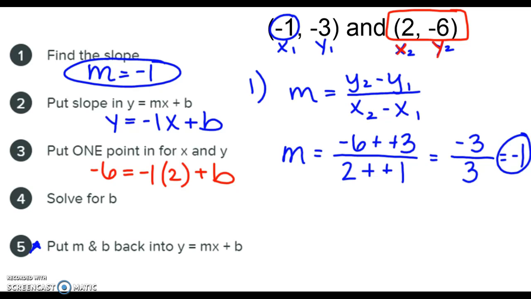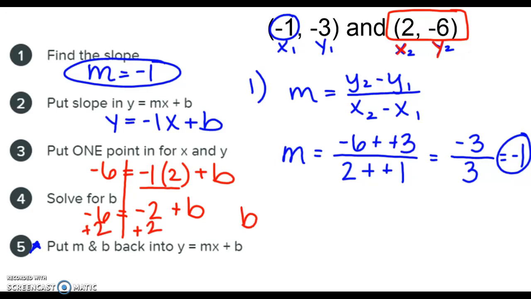Then we go down to step number 4, and we're just going to solve for b. We get -6 equals -2 plus b, because all I did was -1 times 2. And then we're going to add 2 to both sides.